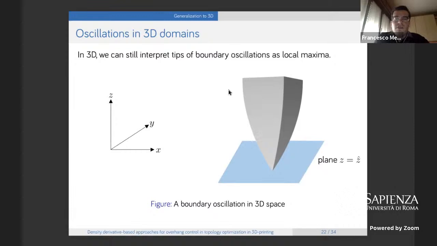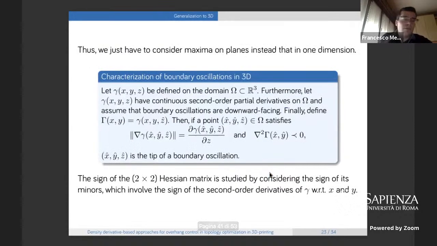Indeed, this figure here represents a 3D representation of an oscillation in a plane x, y, z, in a space x, y, z. And if we take the plane at a given height z hat, the tip again is a local maximum. We have one density here at the very tip of the oscillation, and then we have a neighborhood where the density is 0. So we can proceed exactly in the same way.